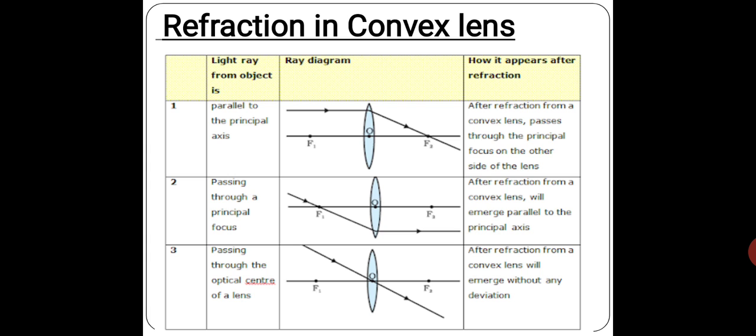And third one is a ray passing through the optical center of the lens will not get deviated. It just emerges out without any deviation. With these set of rules, we have to draw the image formation diagrams in concave and convex lens. First one is the image formation in convex lens. Here we have various positions of the objects kept in front of the convex lens. So let us see each case separately.